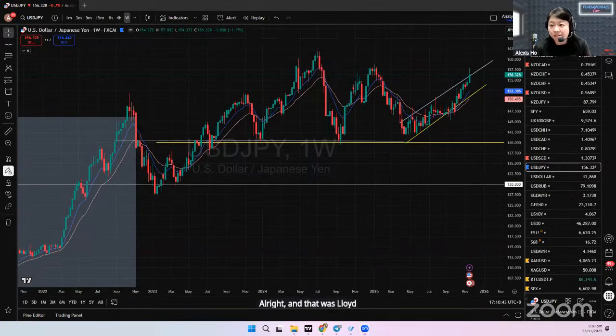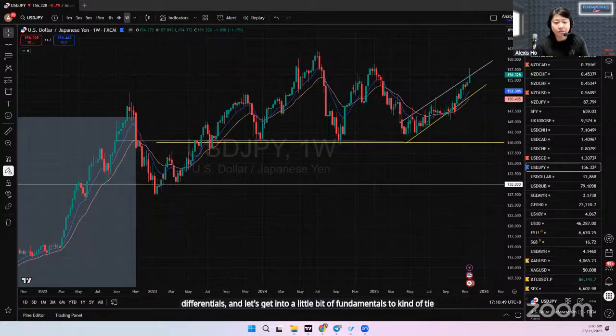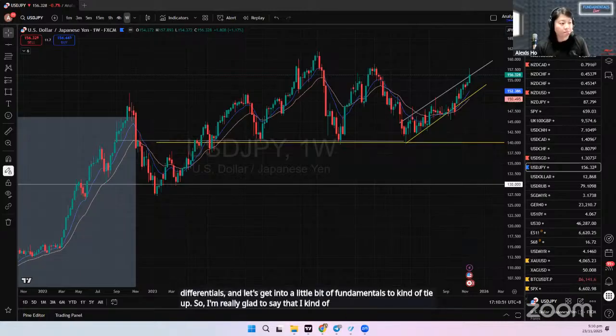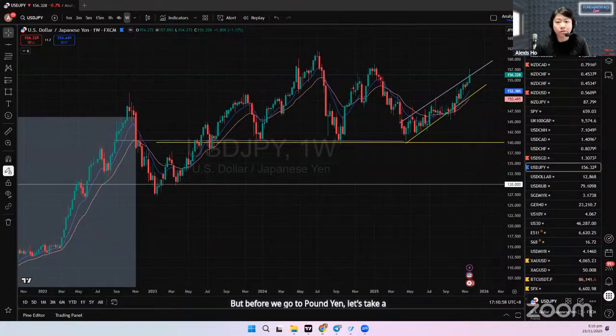All right, and that was Lloyd with his currency strength differentials. And let's get into a little bit of fundamentals to tie up. So I'm really glad to say that I found similar pairs to him, and I was actually looking at pound yen. But before we go to pound yen, let's take a look at what's going to be happening first up next week.